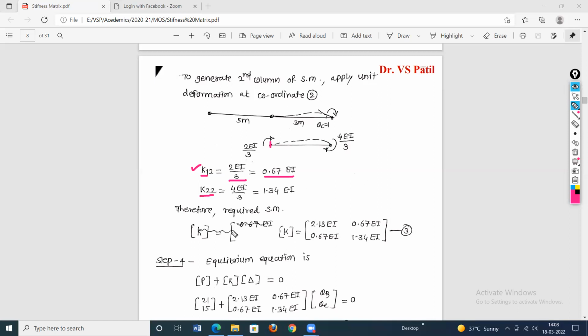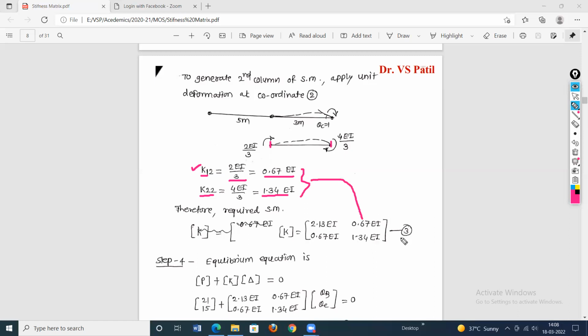Then stiffness at 2, K22. Stiffness at 2 due to unit deformation at 2. Now, at 2, the moment is 4 EI by 3. This is clockwise, and our coordinate 2 is also clockwise. So the moment produced will be 4 EI by 3 plus, and its answer is 1.34. So these are the two elements in the second column of the stiffness matrix.